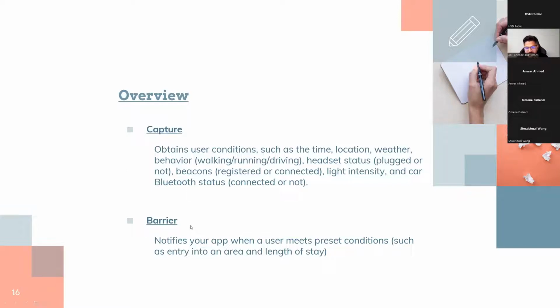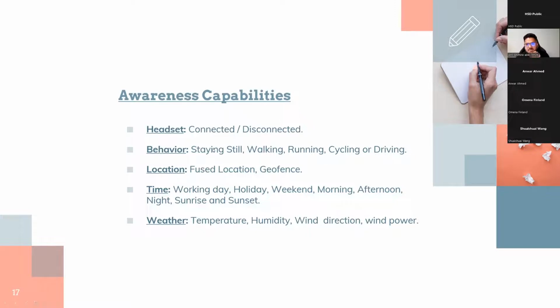Like you can set a geofence to the house, and when the user enters that location, you can notify them with some of the things that you want to do. Like you can provide them a music list for workout or anything. Here I have listed out some of the capabilities that you can use. So yeah, behavior, you can use this kind of behavior detection to notify the user, and lots of other things.